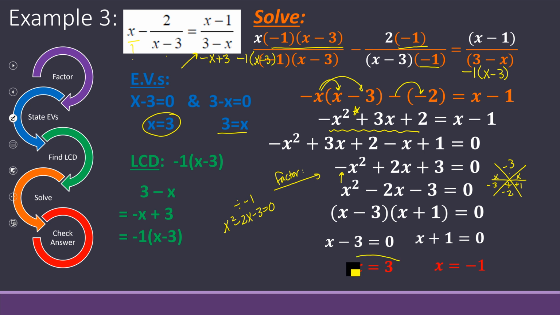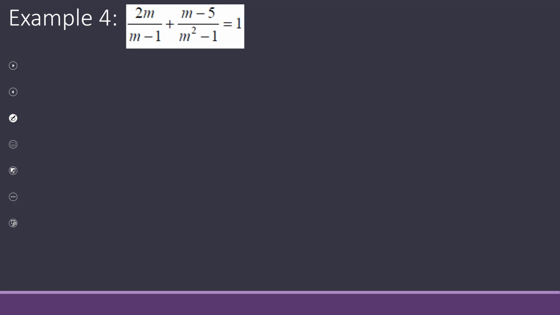x equaling 3. This is a restricted value, so that solution does not work. The only one that does work is the x minus 1. So even though we got two solutions, one of them, the x minus 3, was a restriction, so we had to eliminate it as part of our solution set. All right, we've got one more example, and we're done with this.